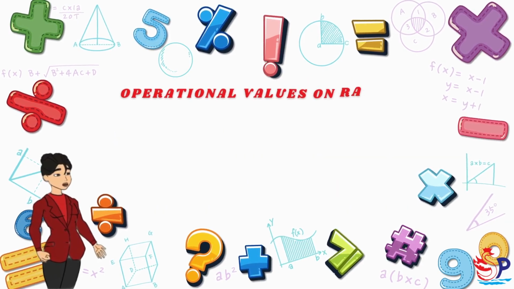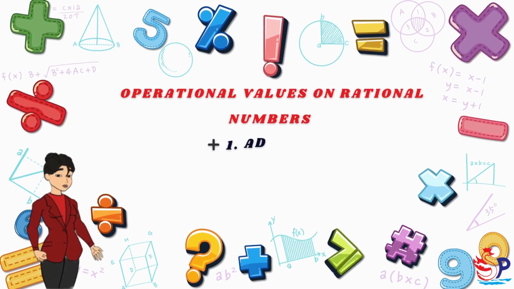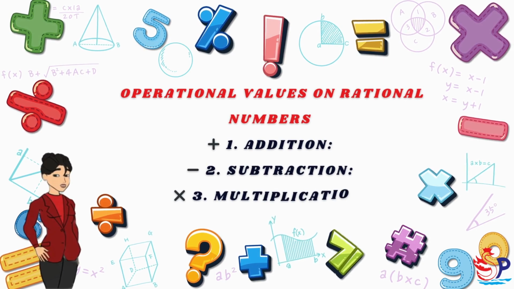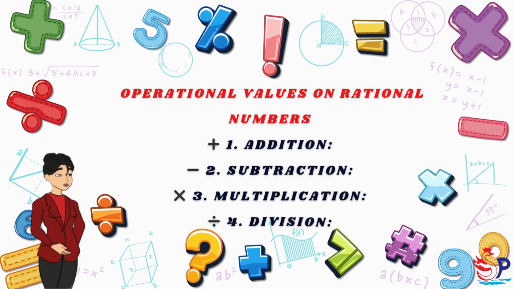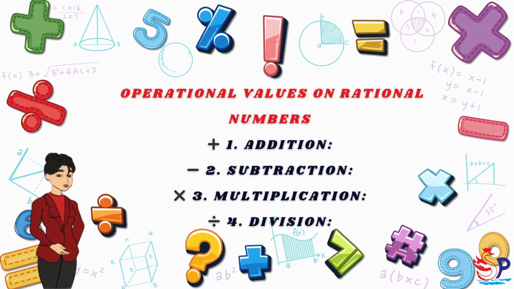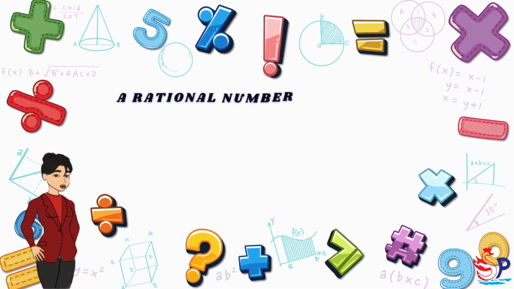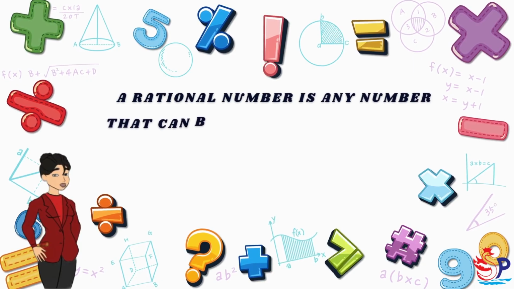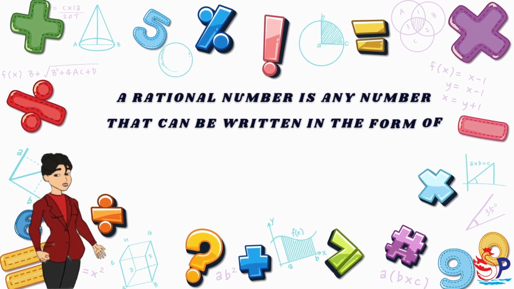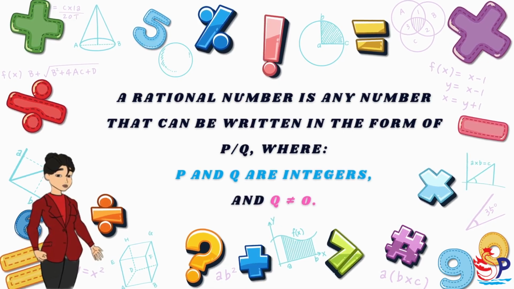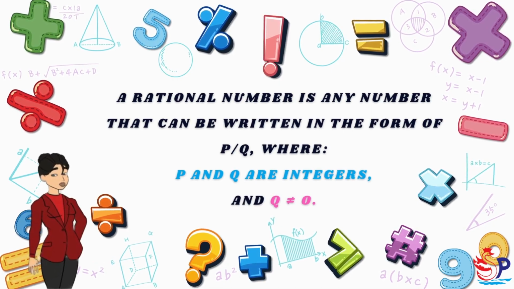Operations on rational numbers: 1. Addition, 2. Subtraction, 3. Multiplication, 4. Division. A rational number is any number that can be written in the form p by q, where p and q are integers, and q is not equal to 0.